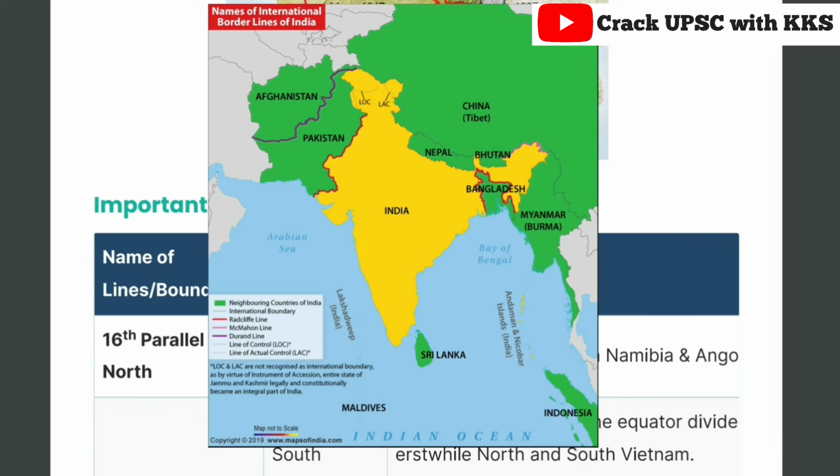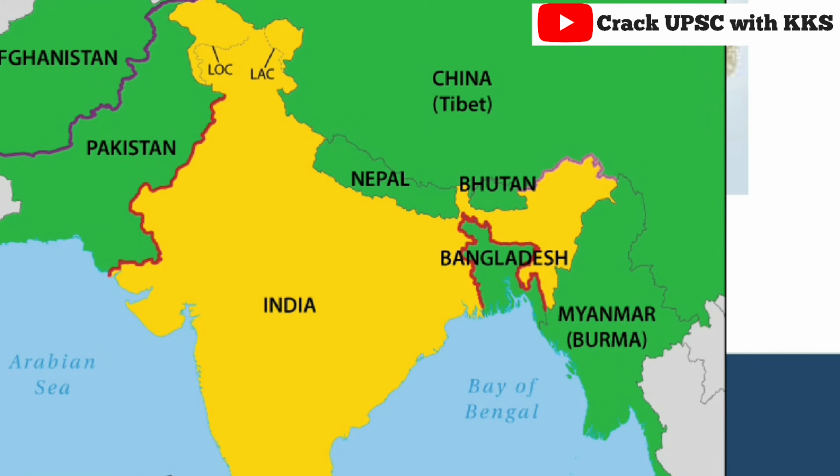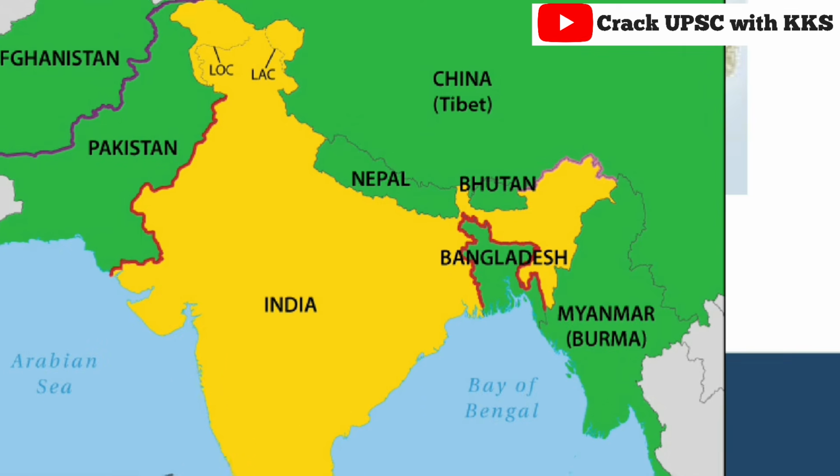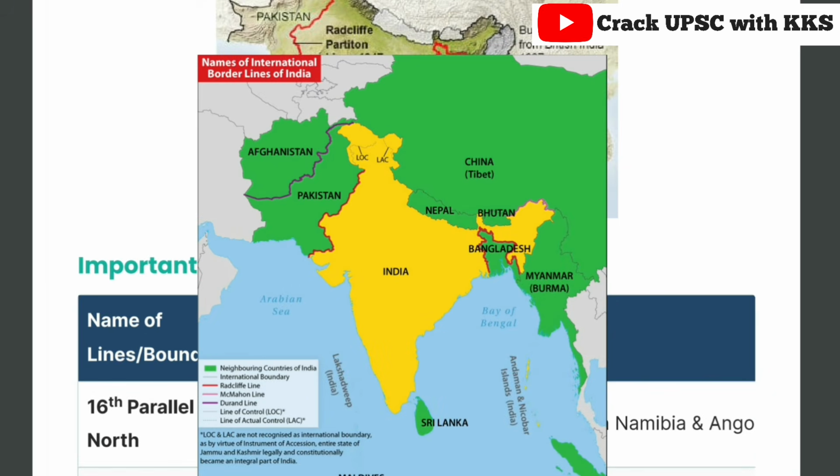And this pink line here is called McMahon line. It was drawn in 1914 between India and China, but China does not recognize this, and China claims Arunachal as part of Tibet. So that's all. The Durand line between Pakistan and Afghanistan, Radcliffe line between India and Pakistan, India and Bangladesh, McMahon line between India and China, LOC between India and POK, LAC between India and China.